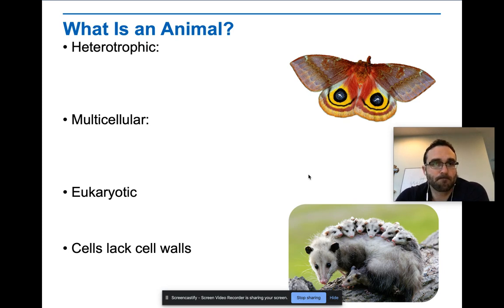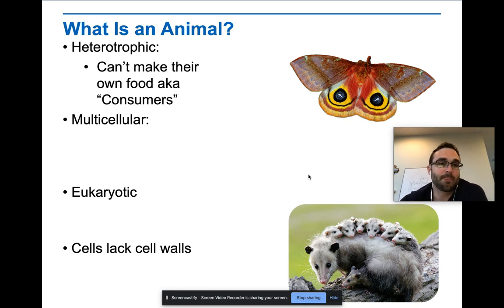If you don't remember what that word is, think about plants being autotrophic. So, if plants are autotrophic, animals cannot make their own food. So think of humans as heterotrophic. We are consumers. Additionally, all animals are multicellular.